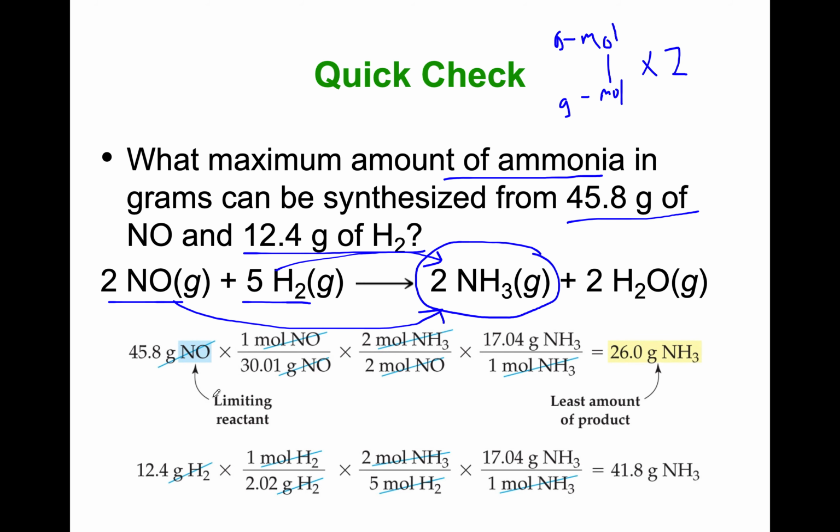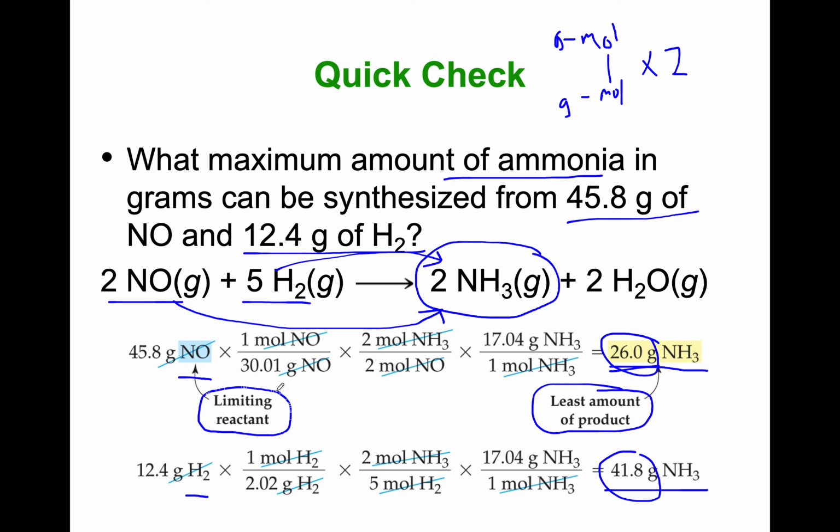Okay, we do 1 for NO, we do 1 for hydrogen, so that's grams to moles, mole-mole ratio, grams to moles, 26 grams of ammonia. Second, you're doing 2 problems in one, right? So then this is grams to moles, moles to moles, grams to moles, and grams of ammonia. But you're not done. You have to compare. 26 is less than 41.8, so you have to know that number's smaller, which makes this the limiting reactant, which makes this the excess.